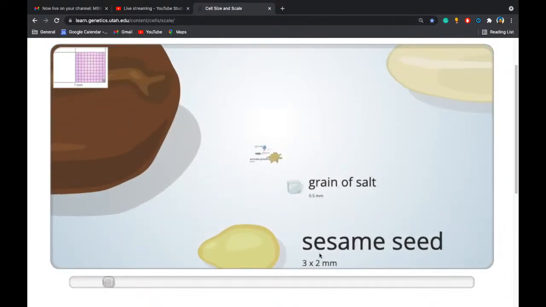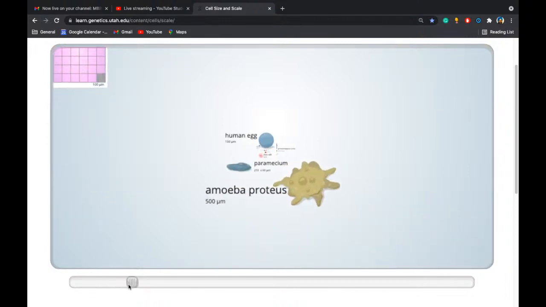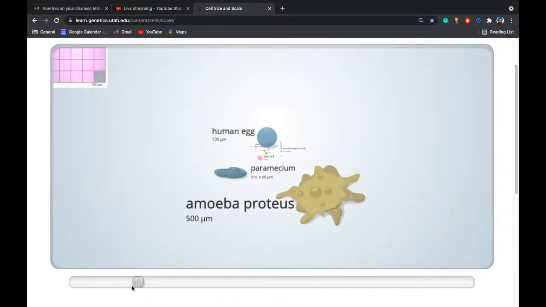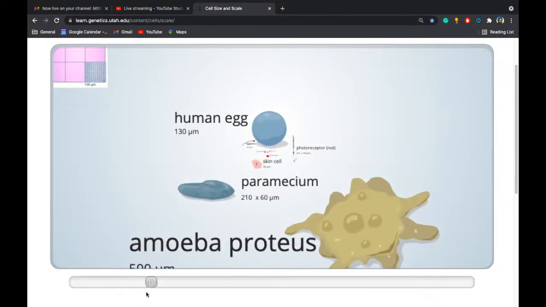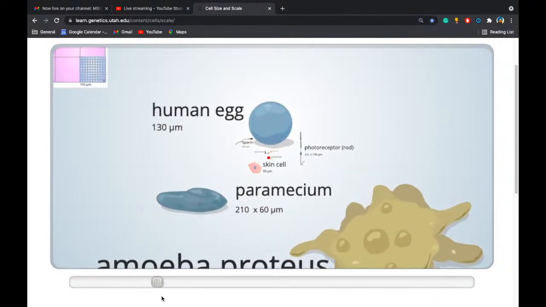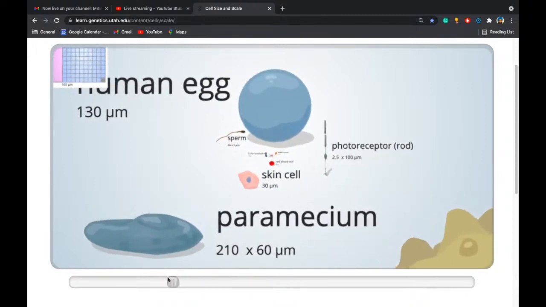So sesame seed is around 3 by 2 millimeter. Now a grain of salt is around just half a millimeter. Then come your prokaryotes, amoeba, in the micro range of 500 micrometer, paramecium at 210 by 60 micrometer. Yeah, the human egg is around 130 micrometer.